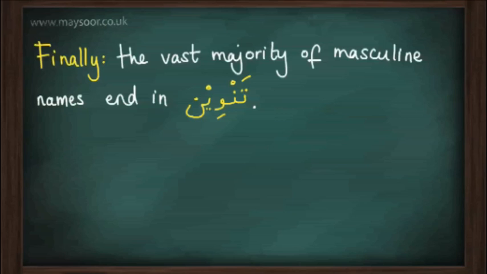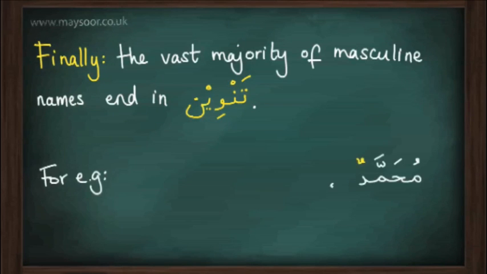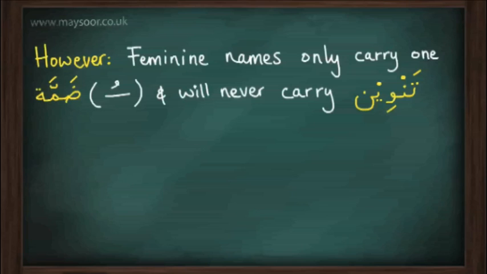Finally, the vast majority of masculine names end in tanween. For example, Muhammadun, Zaydun, Abbasun. However, feminine names on the other hand only carry one dhamma and will never ever carry tanween.